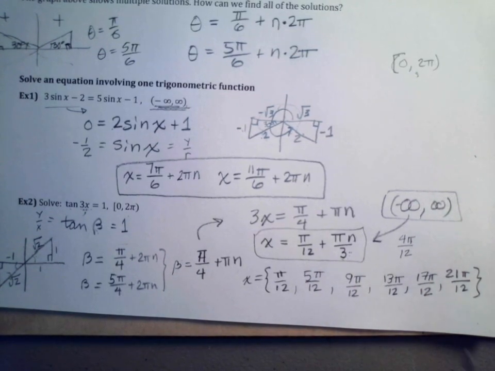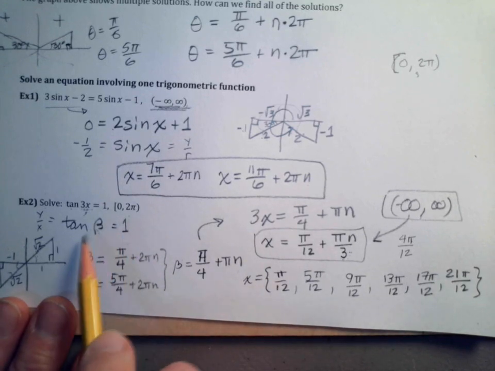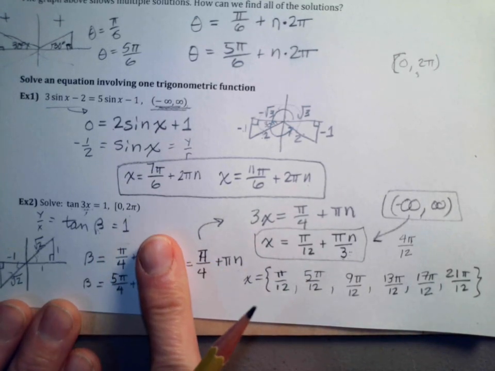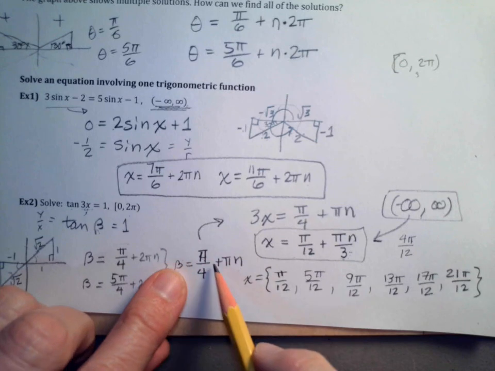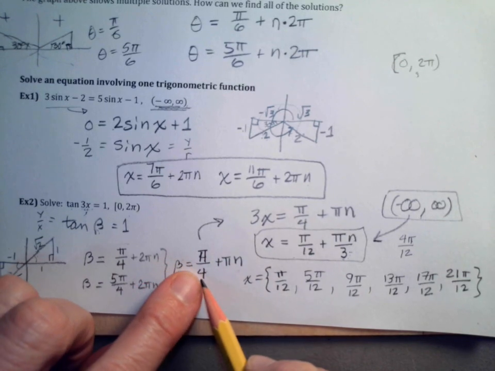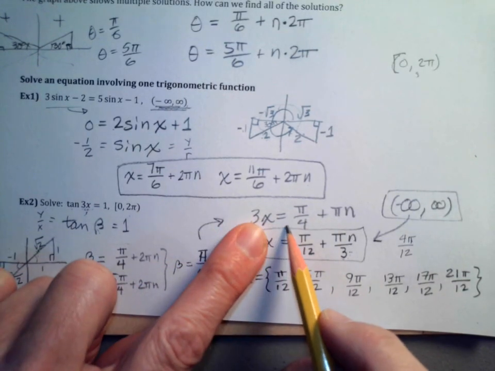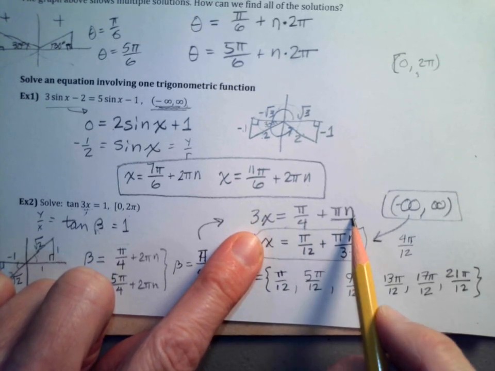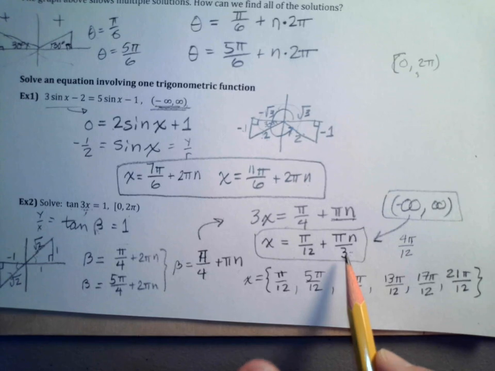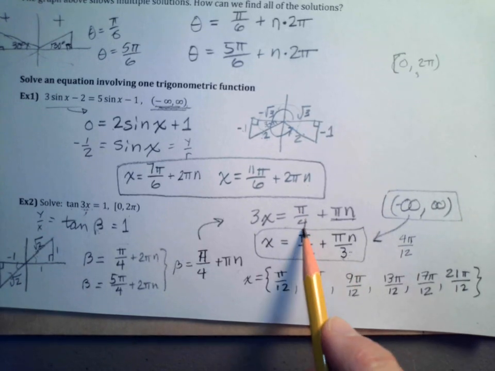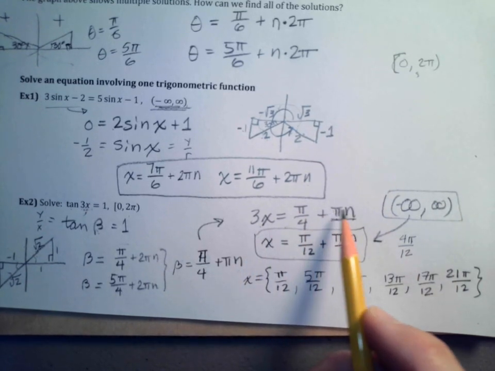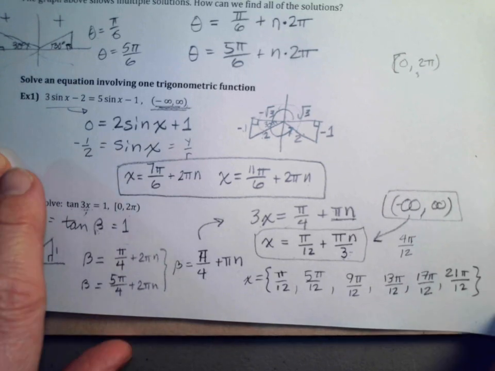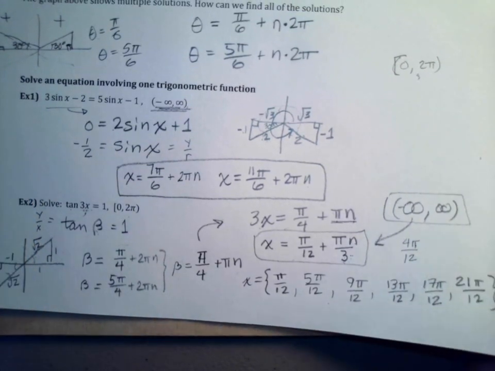All right. Now, what's really important though is that when you're doing this, you don't write this, then divide by 3 to get rid of this, and then add this to it. You've got to have this written first, because that's got to be divided by 3. So not just the pi over 4 gets divided by this 3, but so does the pi n. So you've got to make sure you have that included too. Okay. All right. Let's go on to example number 3.